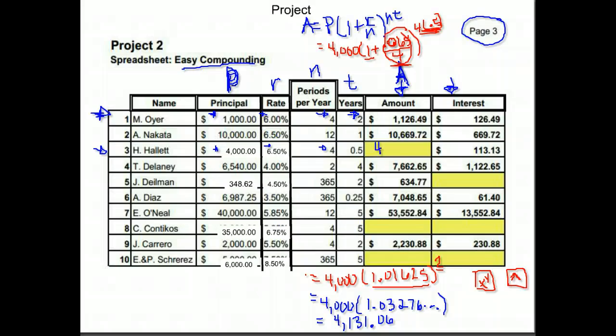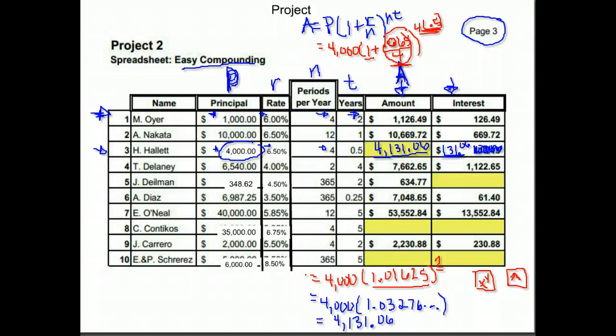I get $4,131.06. It says 0.05625, but I rounded. So that number would go right here, $4,131.06. And on the spreadsheet, you should be able to use this one down here, but I forgot to change that value. This here should be 131.06. Because I changed some of the numbers so we could calculate it instead of just giving you the answers to the problems, so sorry about that.